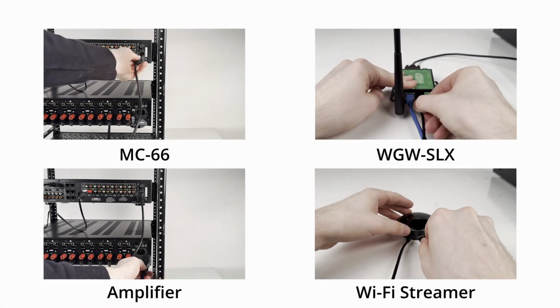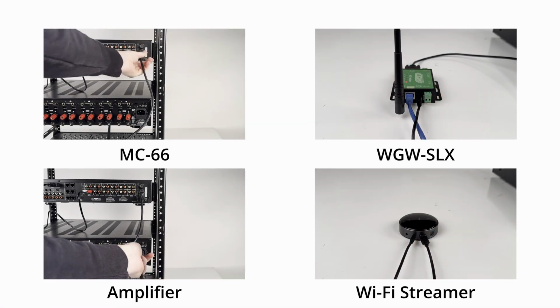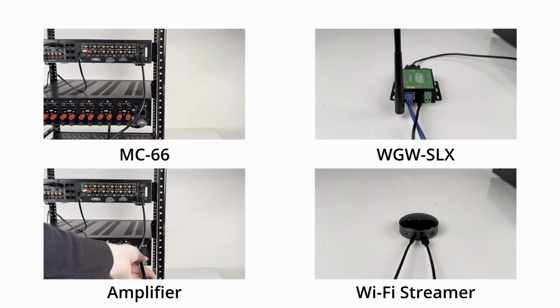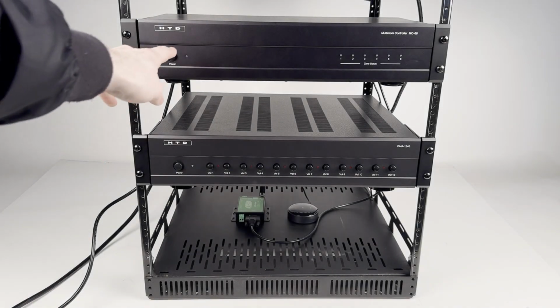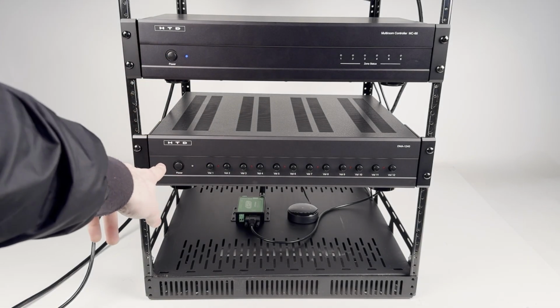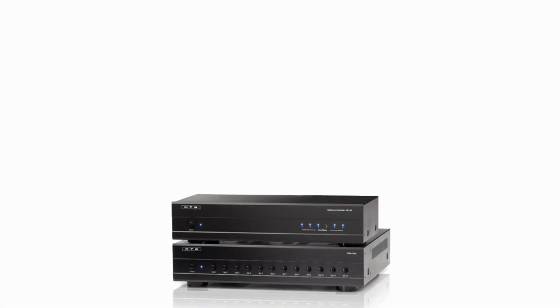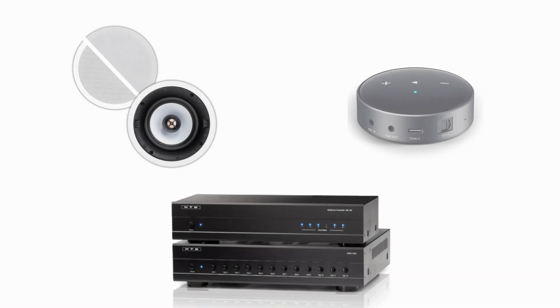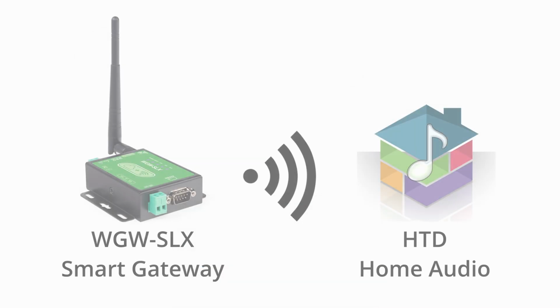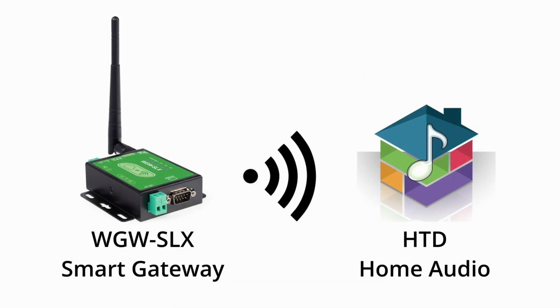Plug in the MC-66, WGW SLX gateway, amplifier, and Wi-Fi streamer. Ensure that the MC-66 and amplifier are turned on. You now have everything wired to get audio out of zone number 1, using source number 1 as the audio output. Now, let's get the Home Audio app and the Wi-Fi streamer set up.